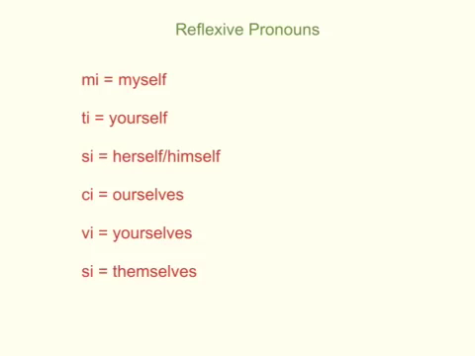Vi is used for yourselves, remembering that in Italian there's two forms of you, the singular and the plural. And then finally, si is again used for themselves, but the distinction between the words will come in the verb. So we'll know who is doing the action based on the ending of the verb itself rather than the si.